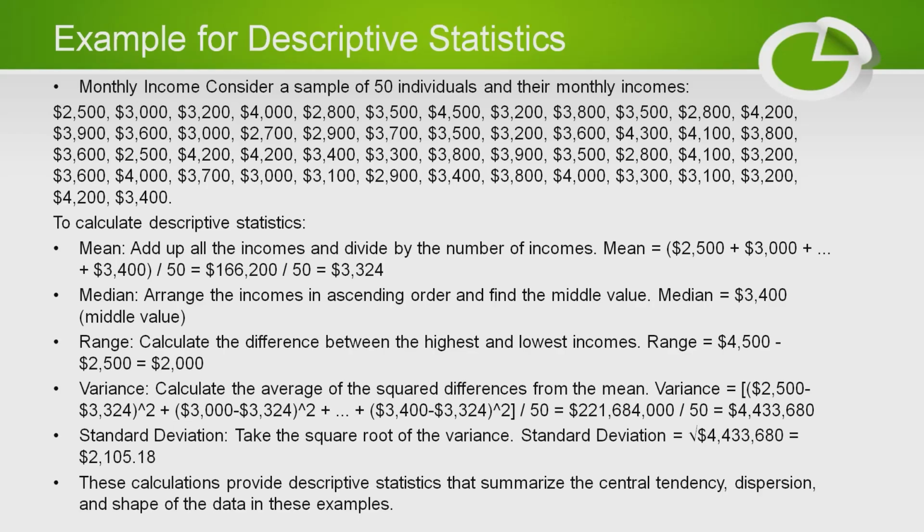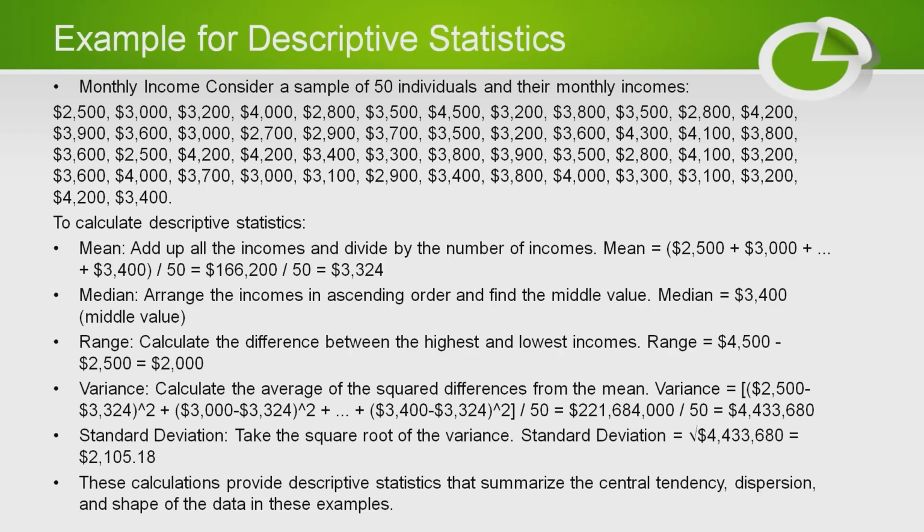Here we calculate descriptive statistics, starting with the mean. Mean is calculated by adding up all the incomes and dividing by the number of incomes. This is the mean. Next, for range, calculate the difference between the highest and lowest income. Here the highest income is 4,500 and the minimum income is 2,500. So the range is the difference between these two values, which is 2,000.